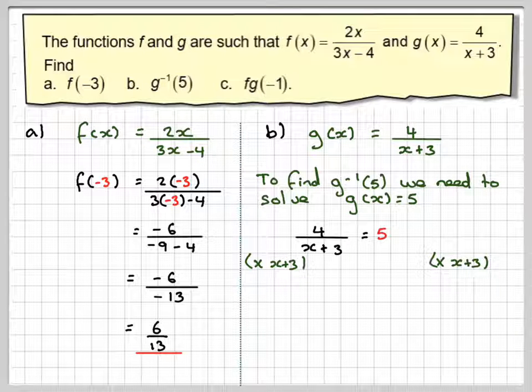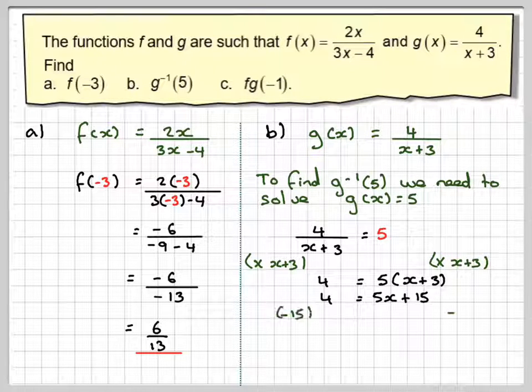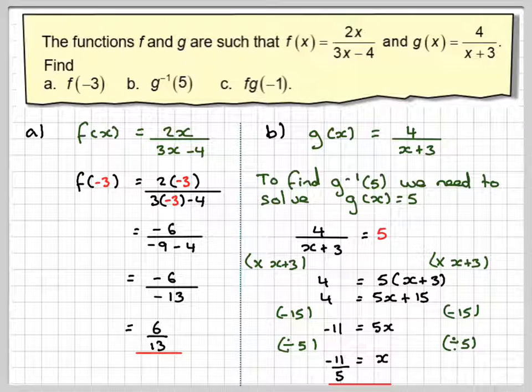Multiplying both sides by x plus 3, we're going to get 4 is equal to 5 times x plus 3. Expanding the bracket here, we're going to get that 4 is equal to 5x plus 15. Take 15 from both sides, we're going to get 5x is equal to minus 11. Dividing by 5 both sides, we're going to get that x is equal to minus 11 over 5.